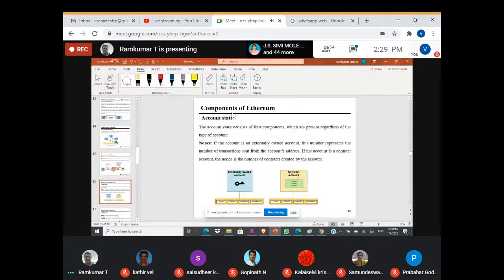Now, there is an account state. These are the accounts. Whenever I am talking about accounts, there are two different types: one is the externally owned account and the second one is the contract account. Now, if I am talking about the account state, each account, whether it is an externally owned account or a contract account, has some states.